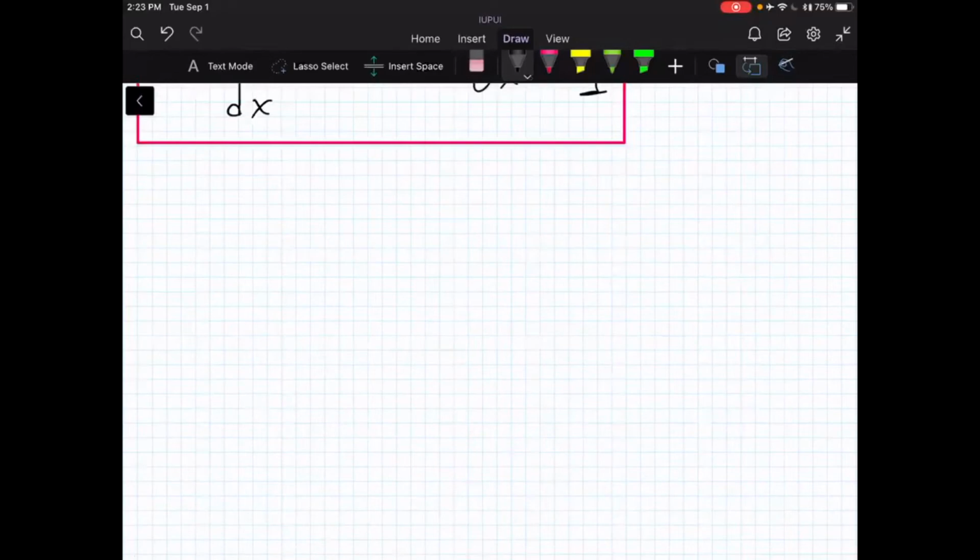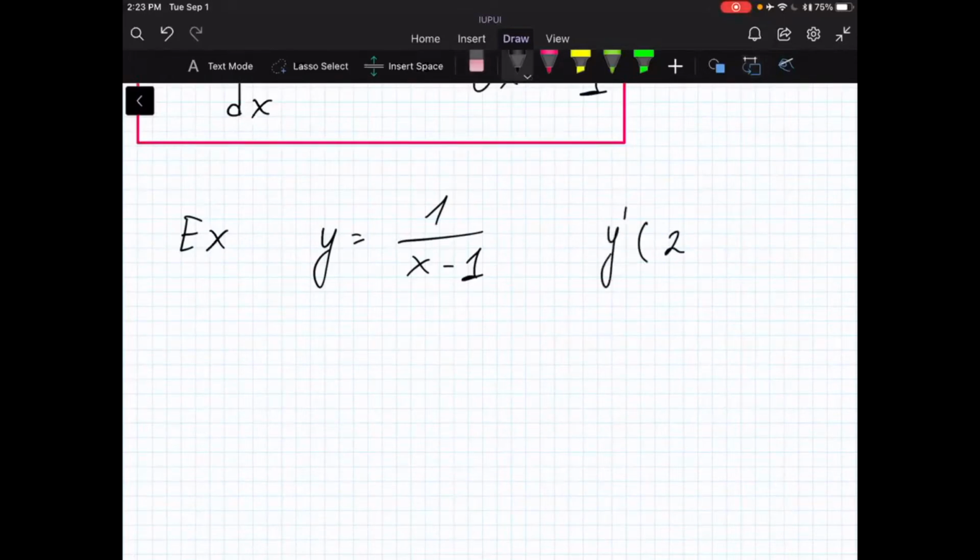Okay, let's do another example. Or, for example, a rational function, because it will also be difficult. So let's do this example, 1 over x minus 1. And we want to find the derivative y prime at point, say, 2. So to calculate y prime at point 2, we first need to find just the derivative of our function and then evaluate it at point 2.